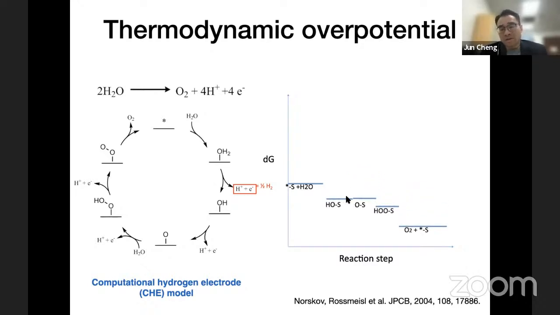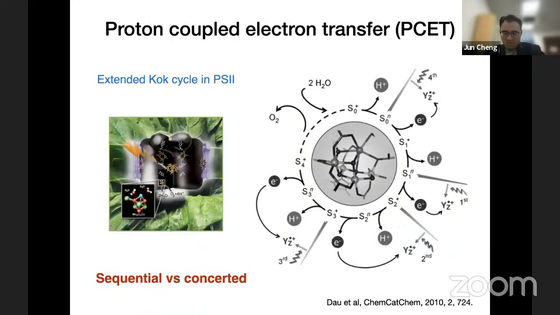In that case, we will have all the energy levels go downhill, but certainly we will have energy waste because we have to supply extra overpotential. So that's how the thermodynamic overpotential model works, and it's proven very successful in the field. And as a technical advantage, for those cases we don't need to consider charged species, and lots of calculations can be done in a rather simple setup, sometimes even in vacuum.